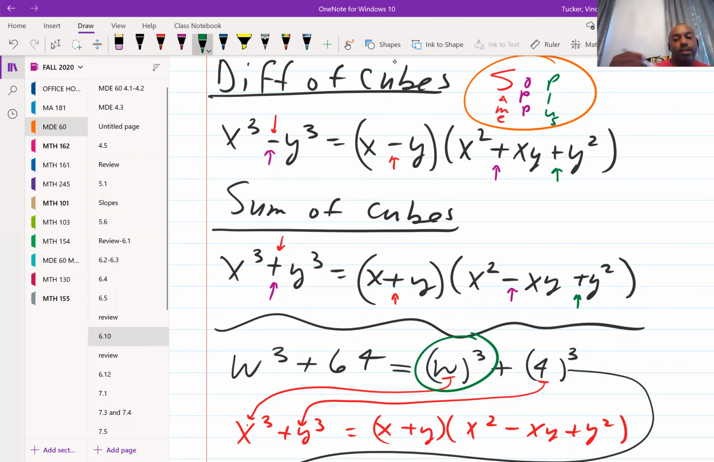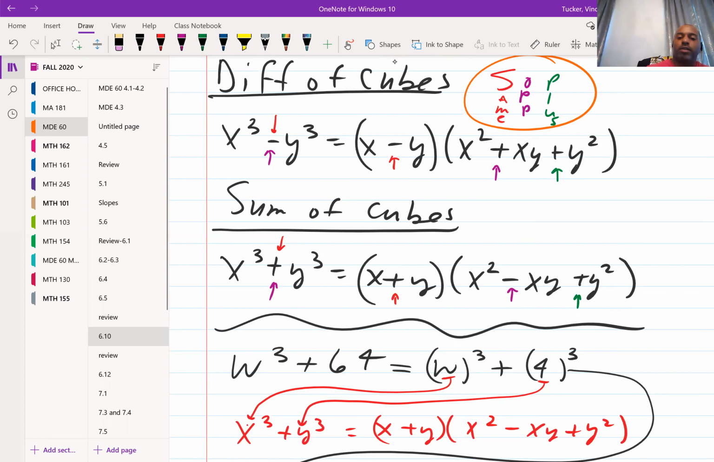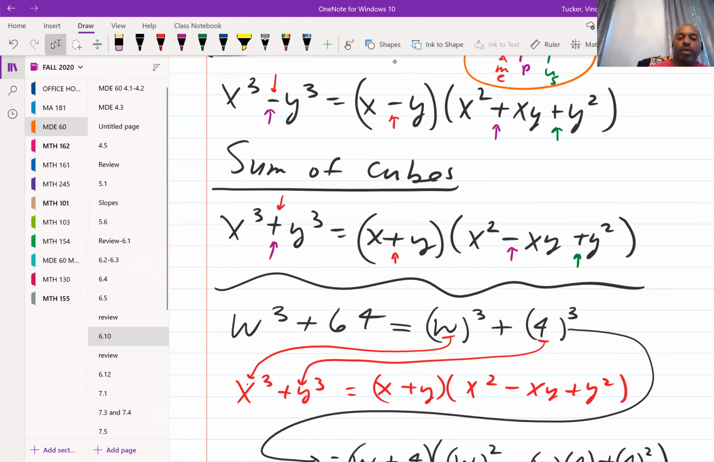W cubed is w being cubed, so we know that's a perfect cube. And 64 is 4 cubed. So you know you have perfect cubes now, and we have the sum of perfect cubes because of our addition sign. That means we're going to use this formula right here. W is going to go in the place of x, and 4 is going to go in the place of y. That's what I tried to emphasize by using these arrows.